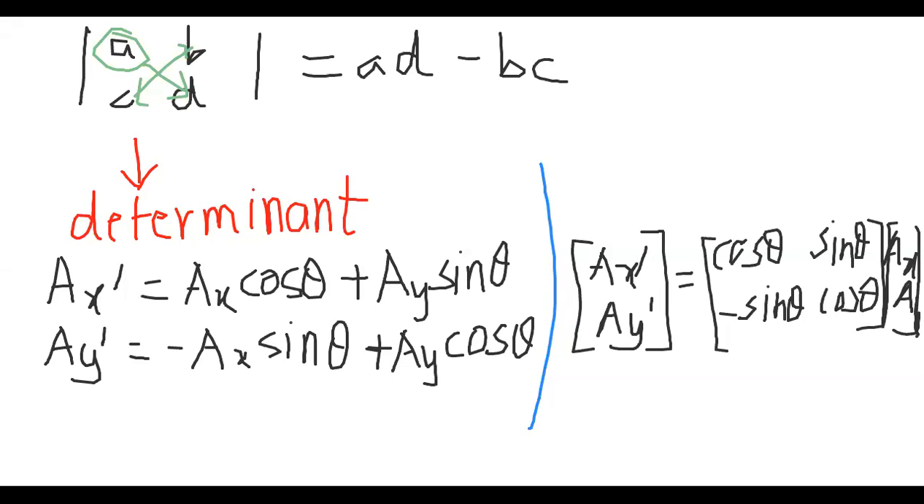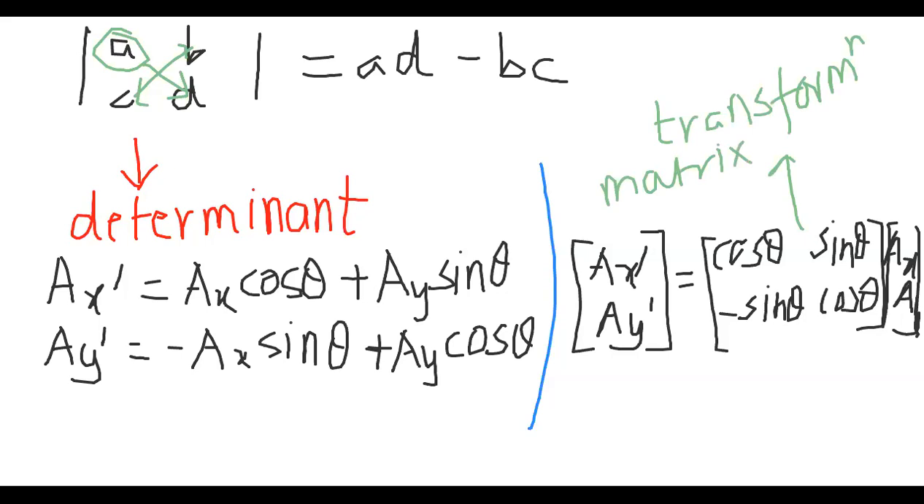Right, so this is how this guy is known as a transformation matrix R. R stands for rotation. Okay, this R does not stand for real numbers, it stands for rotation.